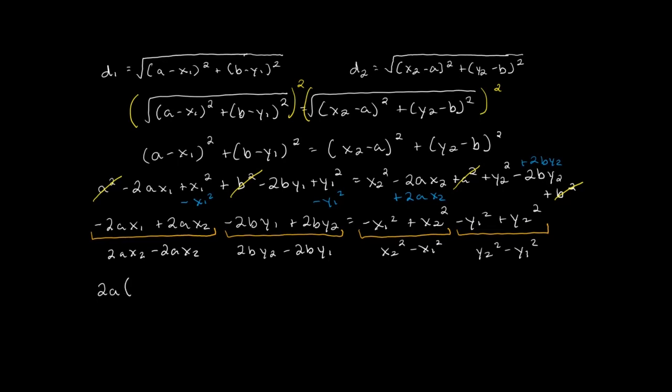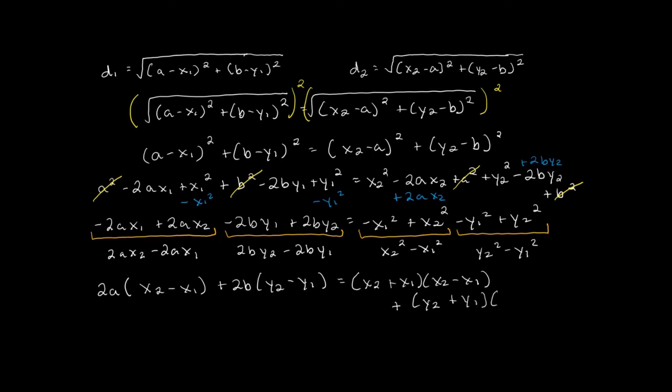So that gives me a 2a. Oops, it'll help if I actually write the right number there. Then we have x2 minus x1 plus 2b. Then we have y2 minus y1. And we're factoring because we're trying to get the a's and the b's by themselves. And then these factor, I have an x2 plus x1 times x2 minus x1. And then plus y2 plus y1 times, oops, we wrote an x, y2 minus y1.